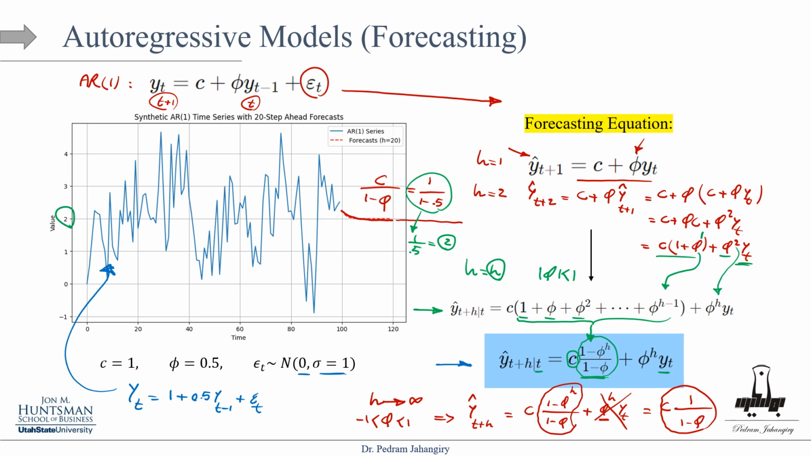So now you see why the AR component, when you're making forecasts into the future, looks something like this. It starts from somewhere and it converges to a long-term average. And obviously this depends on the value of C and the value of phi. In the next slide, I'm going to show this synthetic data using different values of phi, I don't know, 0.1, 0.9, 0.7, and you will see how it looks.